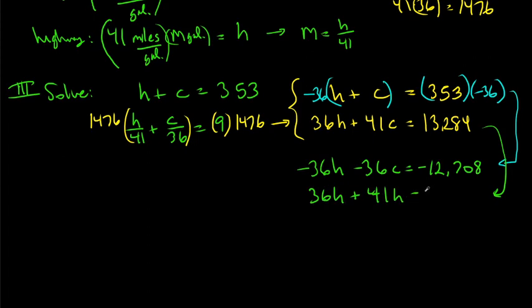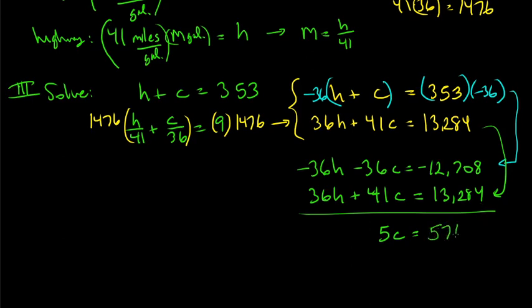Sorry, that should be a C there. And now add them together. So 41 minus 36 is 5. So we get 5 times C is equal to, well, 13,284 minus 12,708. I get 576.